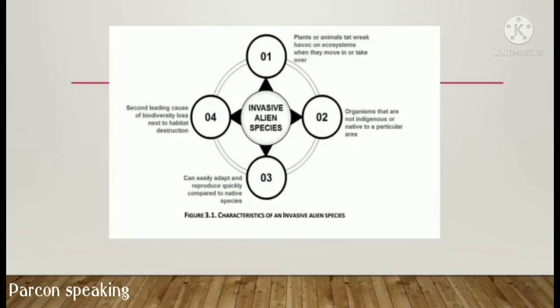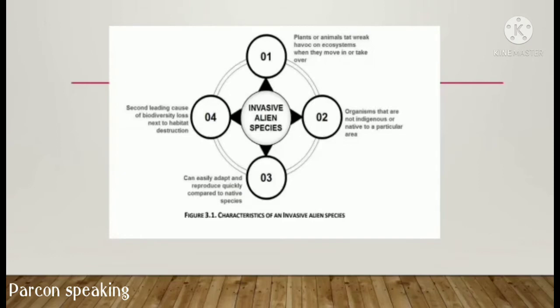It is where plants or animals take place or move into different places. Number 2, organisms that are not indigenous or native to a particular area. Number 3, can easily adapt and reproduce quickly compared to native species.